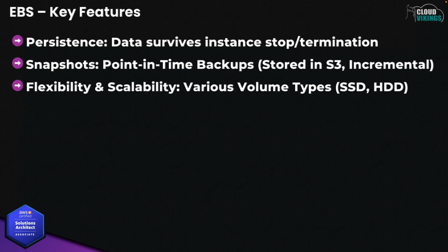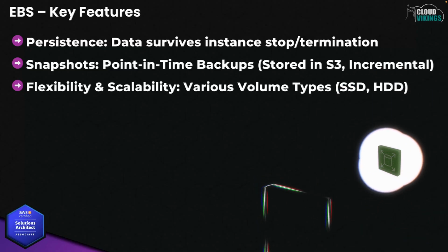EBS is also incredibly flexible. You aren't stuck with just one type of disk. You can choose from different volume types, optimized for various needs. You can pick from the high-performance solid-state drives or provisioned IOPS volumes when you need maximum speed for things like databases. There are also lower-cost hard disk drives when you need high throughput for things like log processing or data warehousing at a lower price.